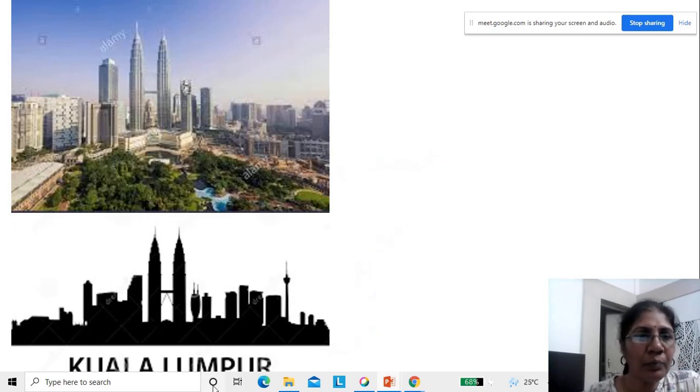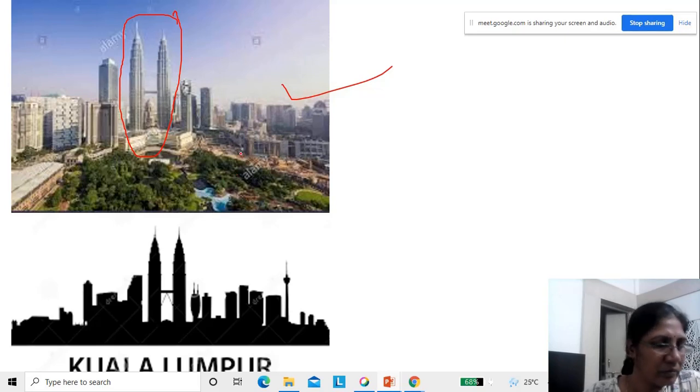This is Kuala Lumpur. Can you identify the building? This is the actual skyline, where the iconic structure could be seen surrounded by the other structures, and also with a huge foreground wherein you can see the greenery and all those things. Can you identify this structure? Petronas Towers. Beautiful, brilliant. Yes, it is Petronas Tower.